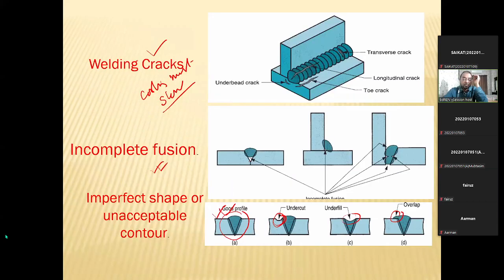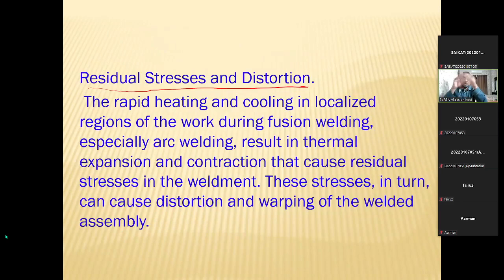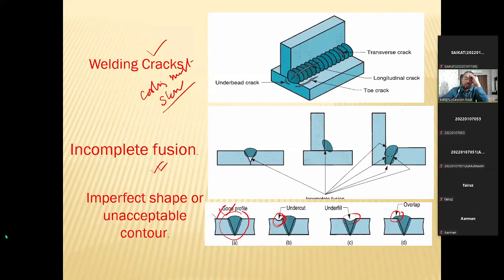So now, welding defects. There will be distortion and residual stress. Residual stress is dangerous because if it is positive, when we load it, this stress will be added to the load stress and may make it break. Then the welding crack. This crack can be visually inspected if it is outside, but if it is inside, we cannot inspect it visually. Then incomplete fusion and imperfect shape of the weld. That is 1, 2, 3, 4, 5.